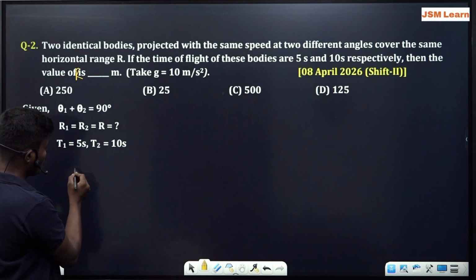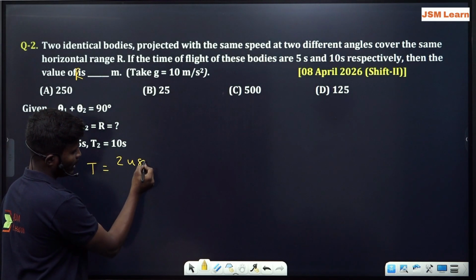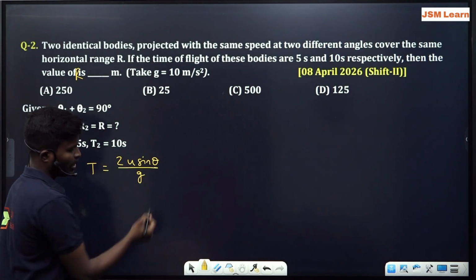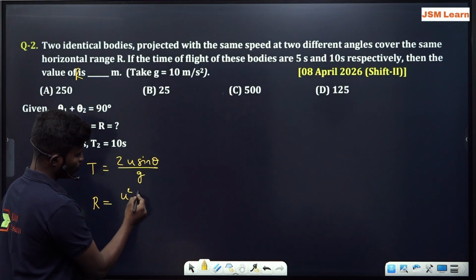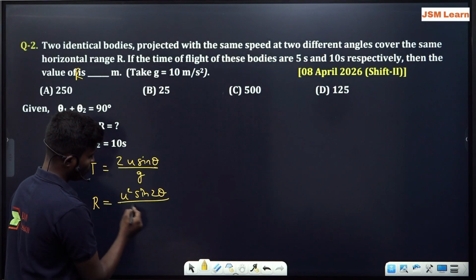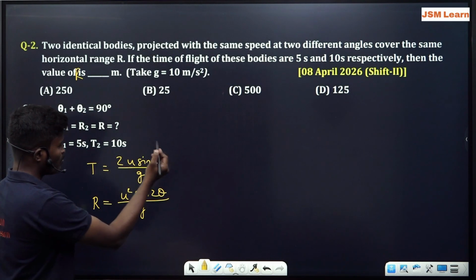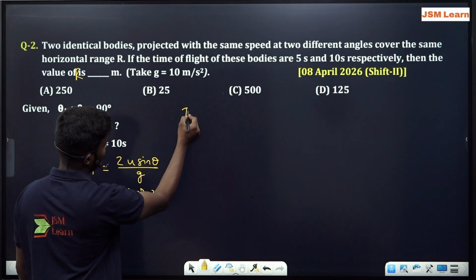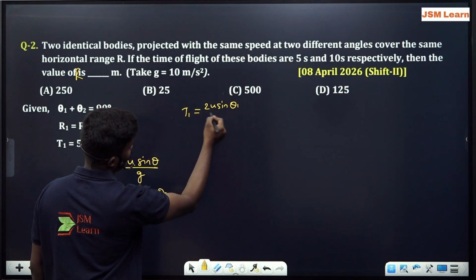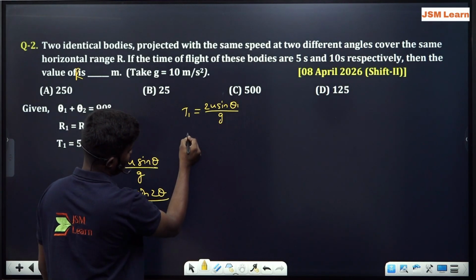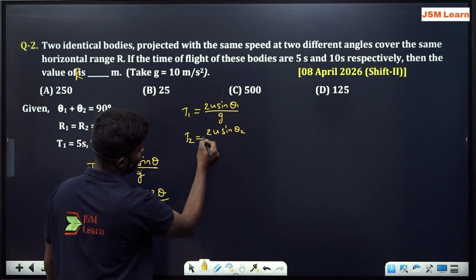So for that we have the formula of time of flight. T = 2u sine theta by g for any projectile, and range formula R = u square sine 2 theta by g. So by using these two relations, by using the given values, I am writing the equation as T1 = 2u sine theta 1 by g, and T2 = 2u sine theta 2 by g.